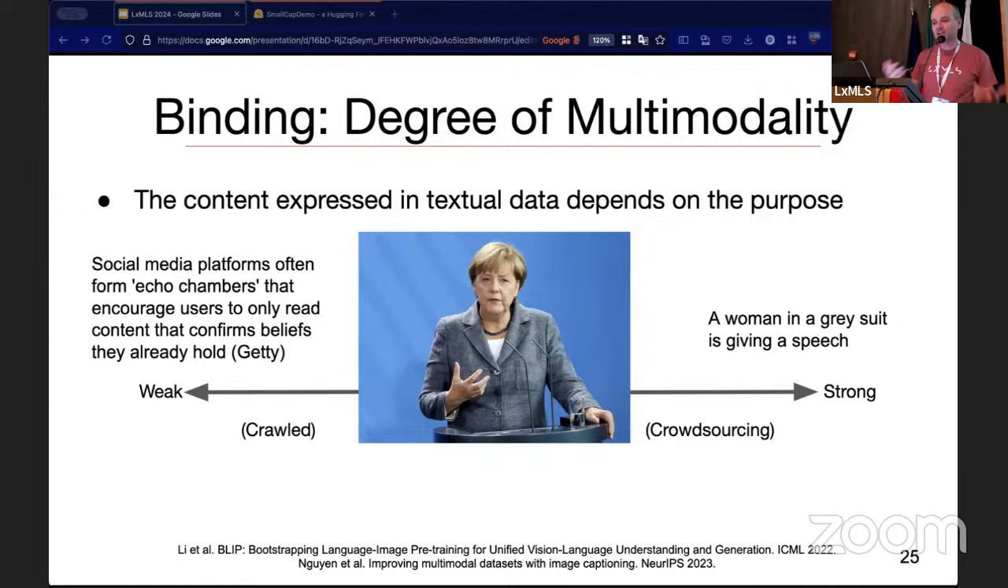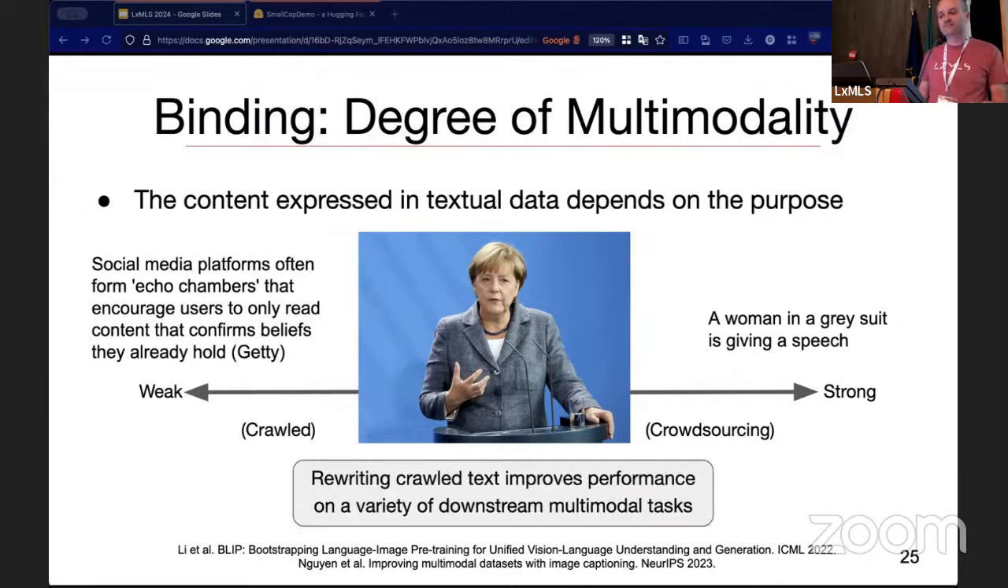And that's because there are many different types of purposes for these sentences. And it's been shown in a wide number of contexts that rewriting these crawl texts can vastly improve the performance of models in downstream tasks. But I think that there's also going to become a point in the near future where the tasks we want to work on actually require processing and understanding text on the left rather than text on the right.